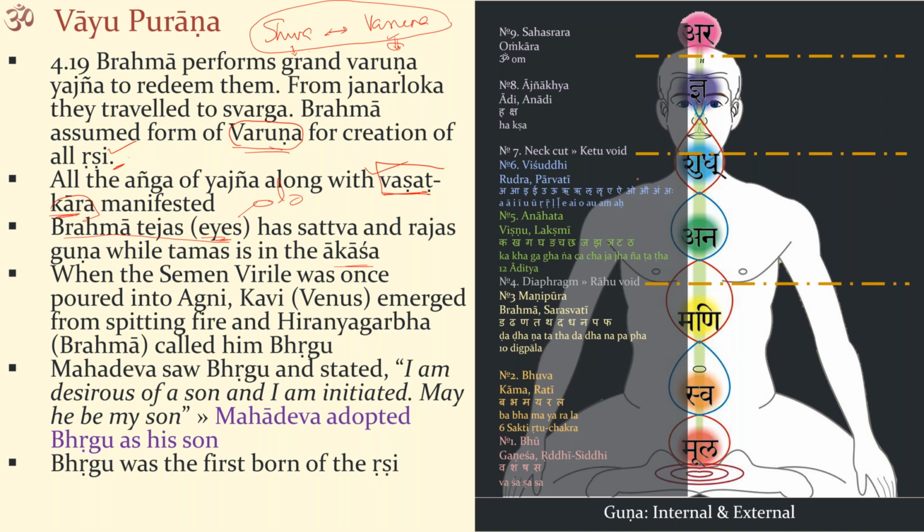And where is the Akash in your body? In your body, the Akash is here. Akash Tattva is in the neck. And the Sattva and Rajas Guna are in the Brahma Tejas. So Sattva is here in the third eye. Rajas is here. And all the Tamas is below the neck.